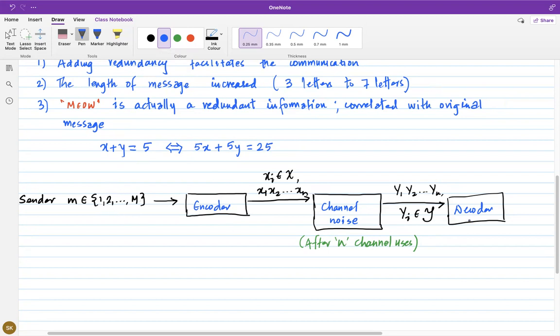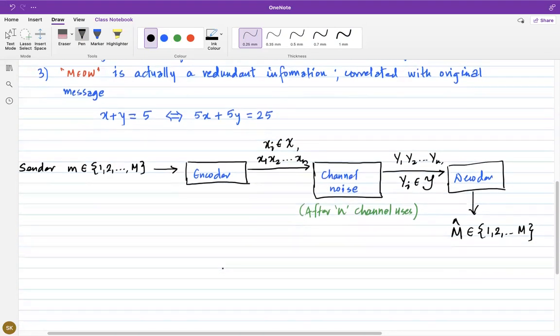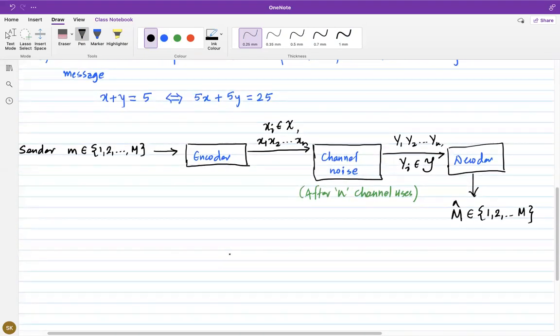The decoding operation does that. It takes as input the n-length channel output that you get and transforms it to a message called M hat, which is again a random variable, so it's a capital letter, and it belongs to the original set. All these blocks you should consider as some kind of function: you give them inputs and they spit out the output. So this is the overall communication block that we have.